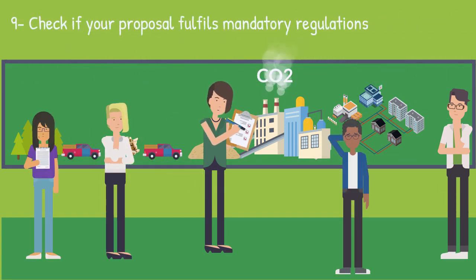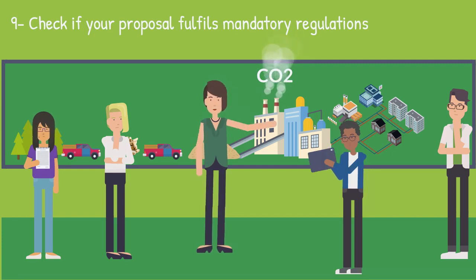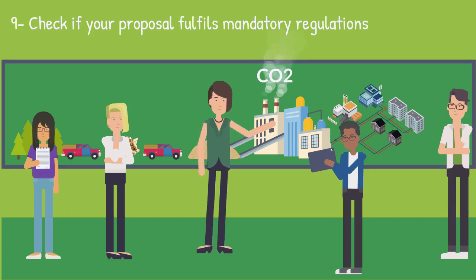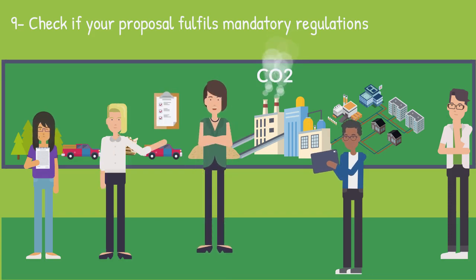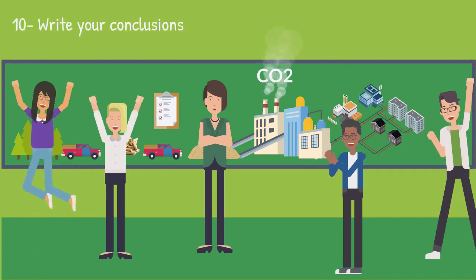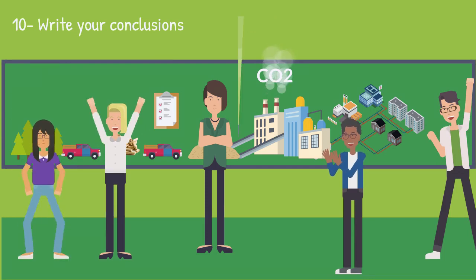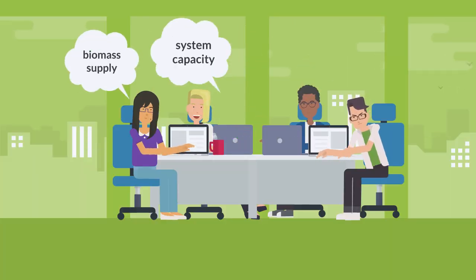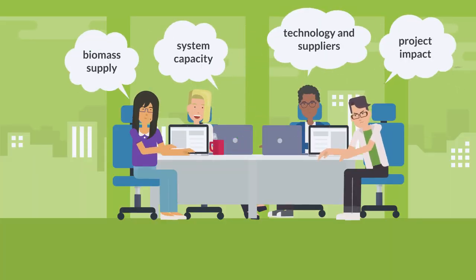Check if your proposal fulfills mandatory regulations. Describe which laws and regulations are applicable to the biomass energy project. Describe how your proposal fulfills mandatory regulations. Finally, write your conclusions. Conclusions must reflect what were the objectives, a summary of the work done, and how the objectives have been achieved.